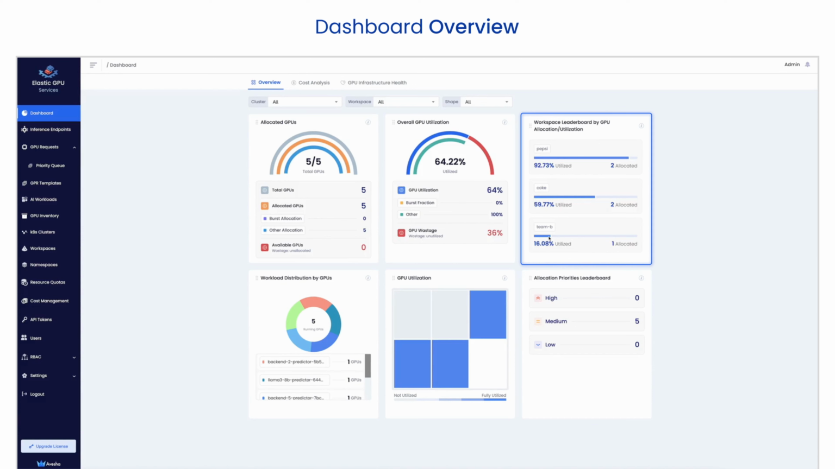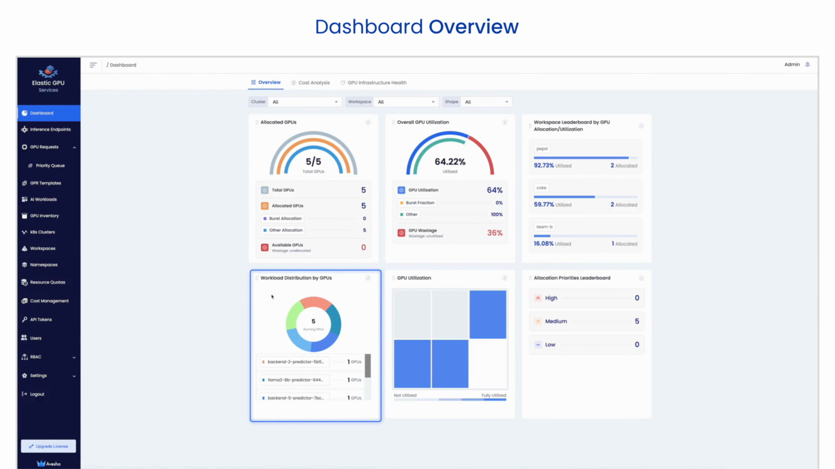As we continue to the right, we can start to see which teams are more efficiently or less efficiently using their GPUs. The Pepsi team is using about 92% of their GPUs, so that's pretty good. The Coke team is using almost 60%. Not bad, but some room for improvement. And Team B is way behind with only 16% of the GPUs being utilized. We probably need to speak to Team B to see if they can improve their utilization or make better use of their GPUs or return some of the resources back to be used by others.